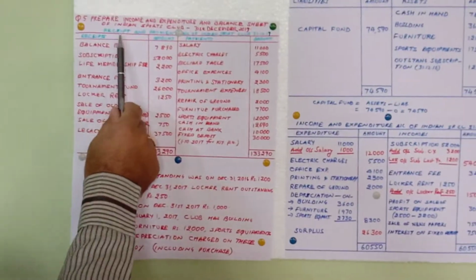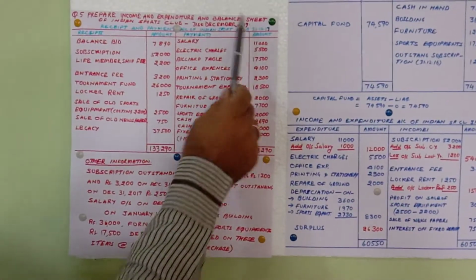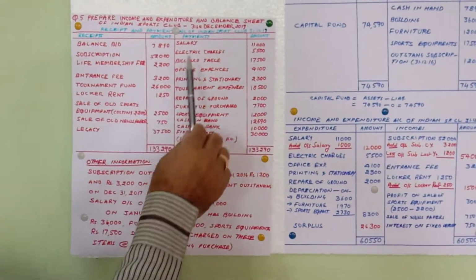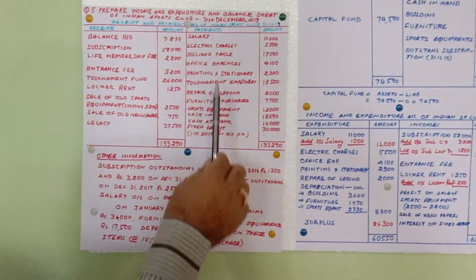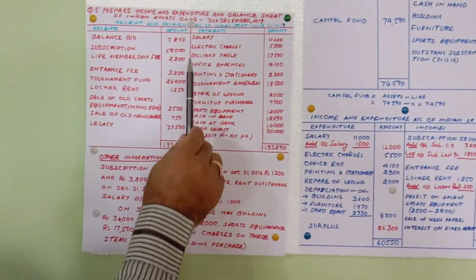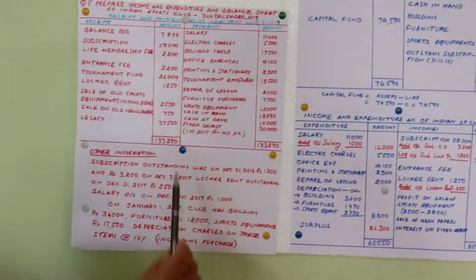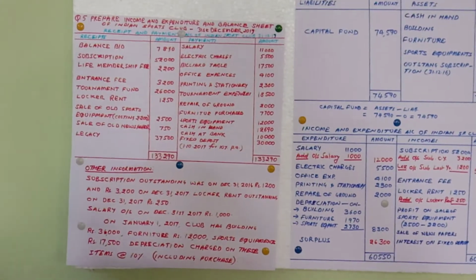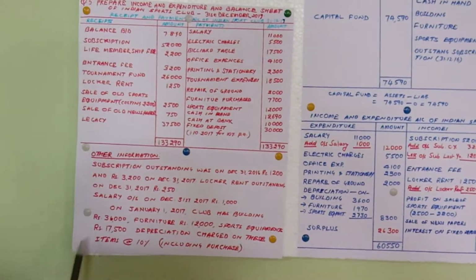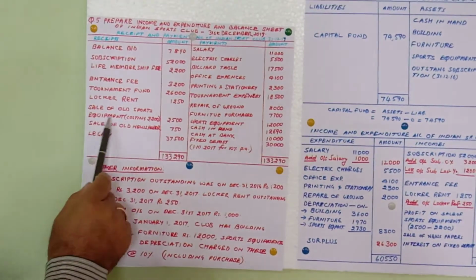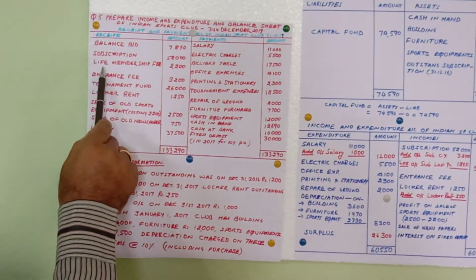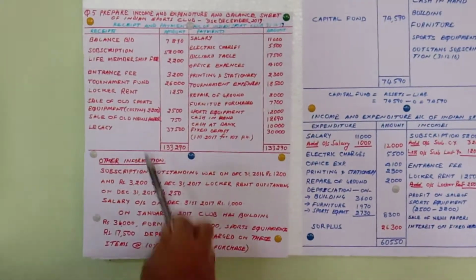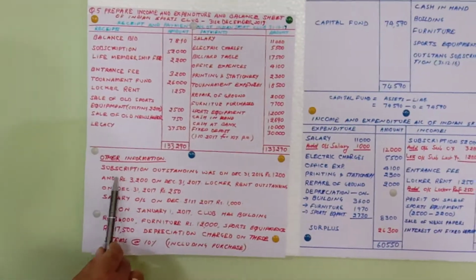This is the balance sheet of Indian Sports Club on 31st December 2017. You have to read the entire balance sheet and realize what are the revenue items and capital items. For example, salary is a revenue item, electricity is a revenue item, whereas purchase of furniture is a capital item, purchase of sports equipment is a capital item. Similarly, subscription is a revenue item, whereas life membership fee can be a capital item. So we have to think which is revenue and capital and then connect with the adjustments.